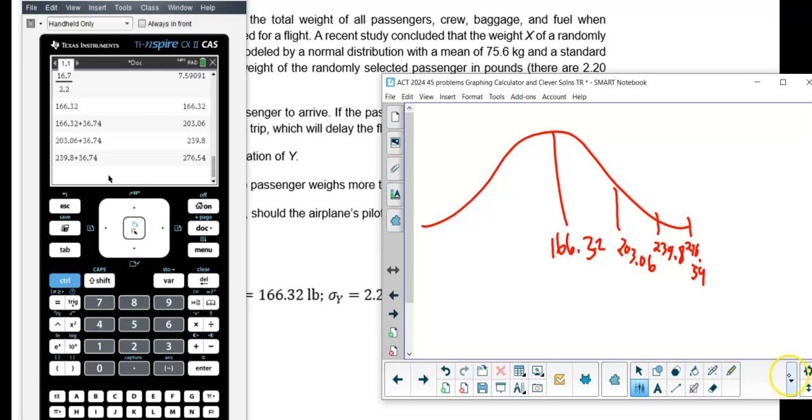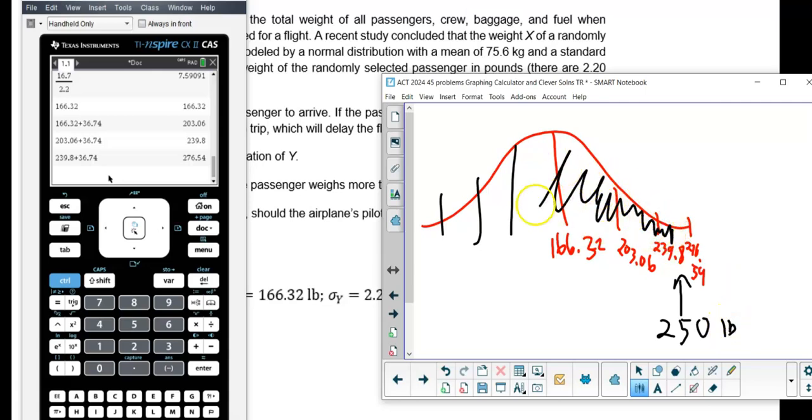I'm not going to do the left-hand side, but we could. But I know 250 is the number. Somewhere in there is 250. And we know we can't have more than 250 pounds here, right? So we're going to shade that way. We want it 250 pounds or less there. So, wow, that's going to be most of the time, right? So let's see what that is.